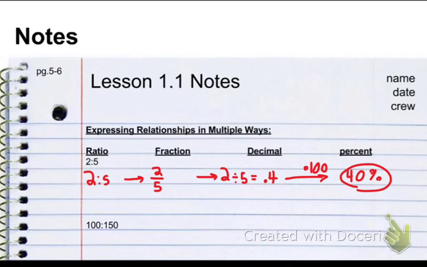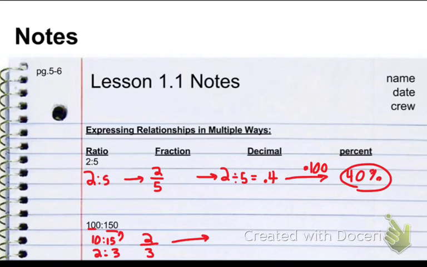Now let's say I have a ratio of 100 to 150. Can I find an equivalent fraction that would be smaller? Well, I can divide both sides by 10, and I get 10 to 15. It's still equivalent. And if I can make it even smaller, I can get 2 to 3. And I can make that into several fractions that are equivalent, but I'll stick with 2 to 3.